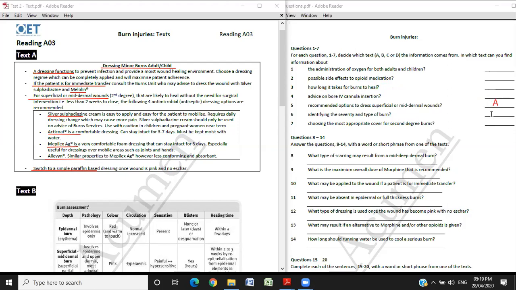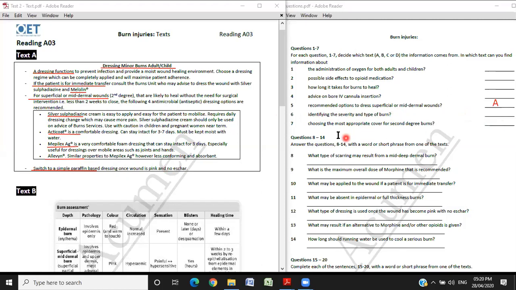Then some of you have written 6, identifying the severity. Now identifying is assessing. I do have severity here, superficial, mid, deep dermal, but does it tell me how do I identify? Does it give me any signs and symptoms of burns? No. It is focusing on the treatment. This particular text, text A, is focusing on the treatment of burns. So 6 is not A because it doesn't tell me what are the signs of superficial burn, what are the signs of mid-deep dermal burn.